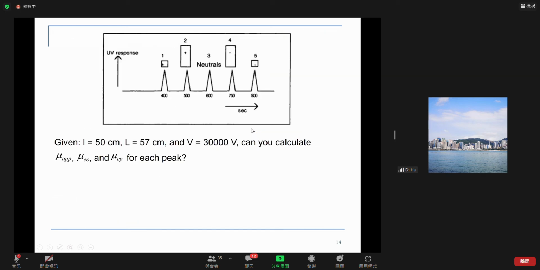Now you have this capillary electrophoresis plot, which we call the electropherogram. It is a plot of the migration time, expressed in seconds, versus the detector response. Here we're just using UV.